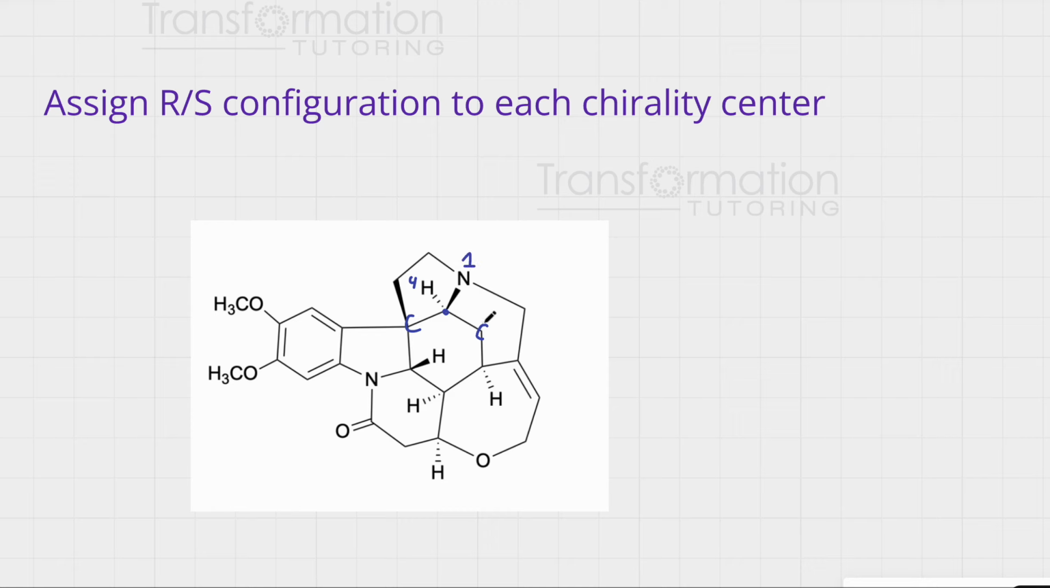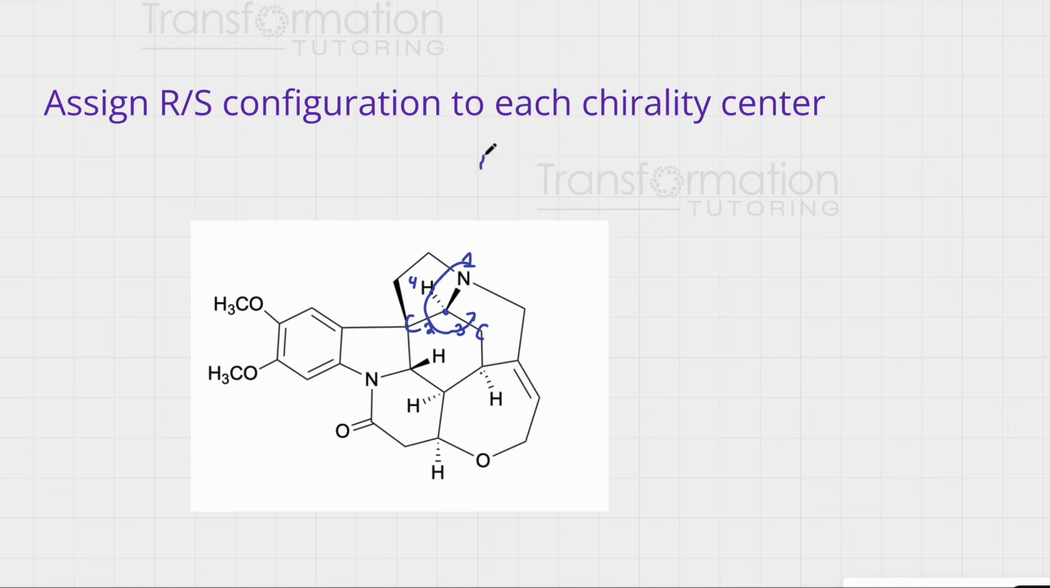Then we have to go atom by atom until we find a difference. This carbon to the left is attached to 3 more carbons. The carbon on the right is attached to only 1 carbon. This carbon wins, so it should get a 2, and this one should get a 3. Next, we're going to connect numbers 1, 2, and 3. So we're connecting it this way.